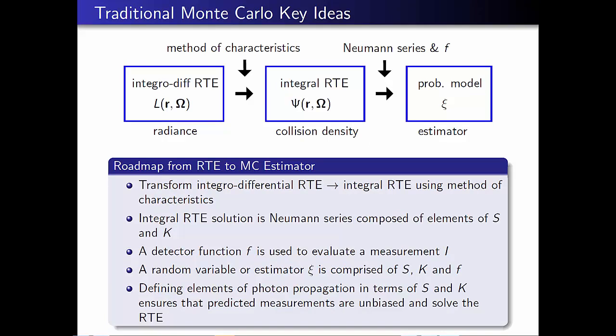So, just a review of the roadmap to get from the RTE, an integro-differential equation, to a random variable probability model estimator that will give you a solution that solves the RTE. What we do is we transform, as you've seen, using the method of characteristics to this integral RTE, which describes a collision density psi, and then the solution to that is this Neumann series, and I'll expand on this in future slides. And this Neumann series and a detector function will enable definition of an estimator that will solve the RTE. You saw that the RTE is composed of a transport kernel, and then there's this source term. And if you define the random variable in terms of these components of the RTE, you can ensure that you will provide a solution that is faithful to it.